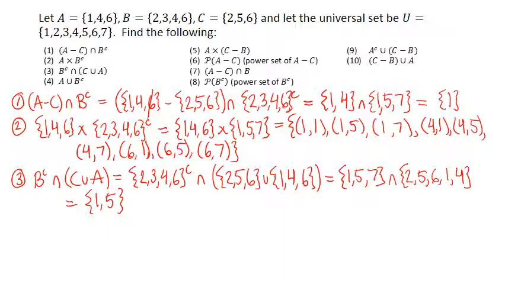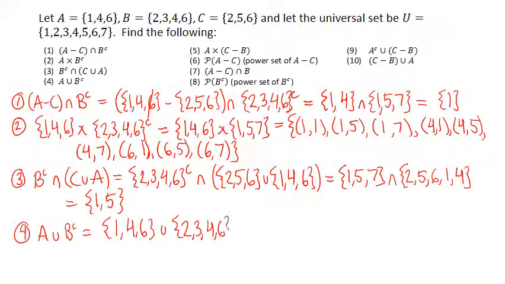Okay, so number 4. So the union of A with B complement again. I guess I did a lot of B complements, didn't I? Okay, so A is 1, 4, 6. And then B complement, so that's going to be 2, 3, 4, 6 complement. So I'll do B's complement first. Okay, so the complement of B is again just 1, 5, 7.